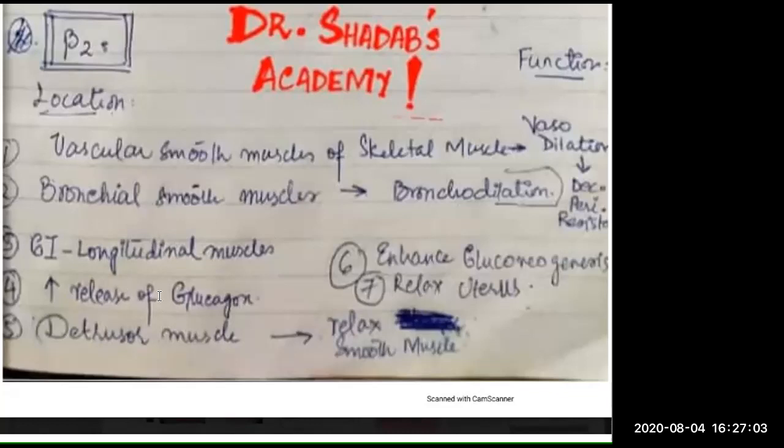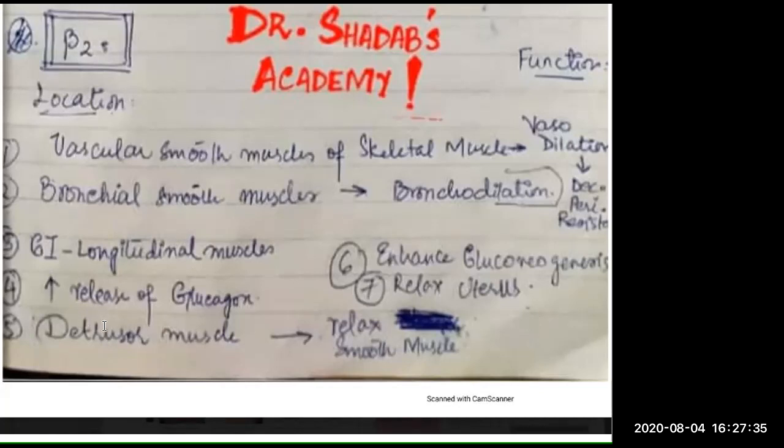Then we have beta 2 on the pancreas as well. The location of beta 2 is more than any other. So beta 2 is present at most of the locations. It is also present on the pancreas. We have alpha cells, beta cells, and delta cells on the pancreas. Okay, so we read about the alpha cells that were secreting insulin, but the beta cells are secreting glucagon. Okay, and the release will increase.